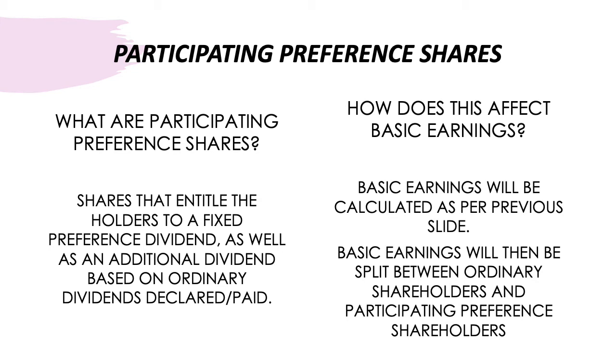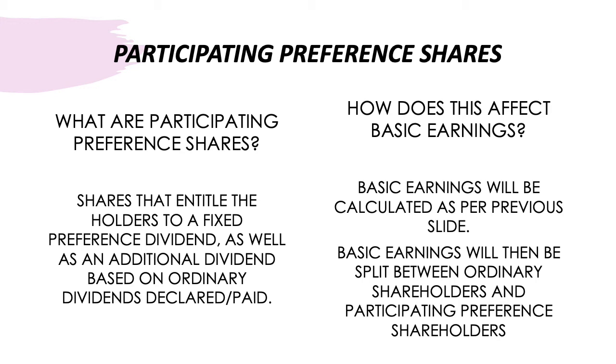An example of this would be that these preference shareholders in the specific entity will receive a 15-cent fixed dividend per share on an annual basis, and then they will also receive 5% of the total ordinary dividend declared by the entity. Now, you can have cumulative participating preference shares, and you can also have non-cumulative participating preference shares. If you have cumulative participating preference shares, they will be entitled to their dividends every single year. If you have non-cumulative participating preference shares, then they are only entitled to dividends when the dividends are actually declared and paid.